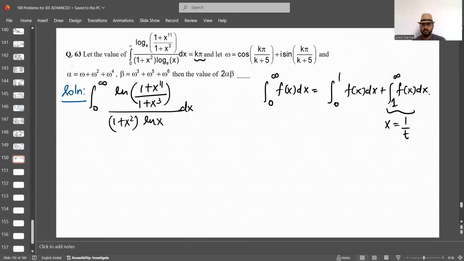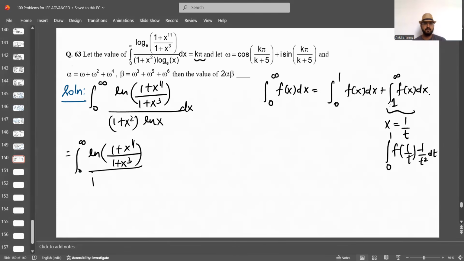This integration can again be converted to the integral from 0 to 1 of f(1/t) times (t minus 1) over t squared dt. That is the goal. So we'll break it here: from 0 to infinity, this is ln of (1 plus x to the power 11) over (1 plus x to the power 3), and then we have 1 plus x squared, into ln of x dx.